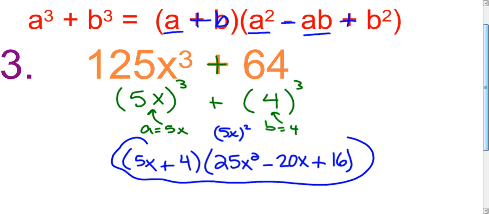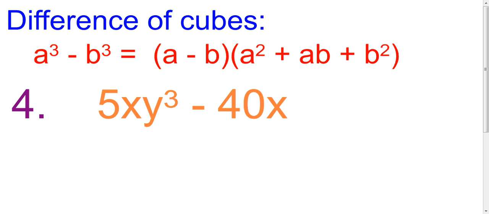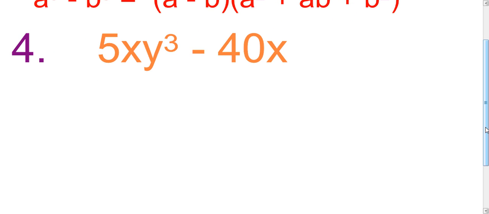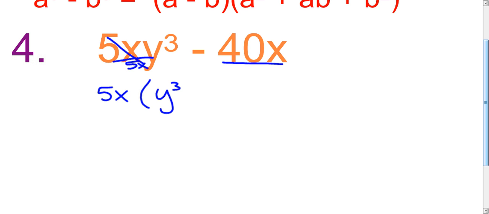And there's that one. And then the next one is just slightly different because I do have a GCF in this one. So I want to make sure that I pull that out. 5 and 40 are both divisible by 5, and I can also pull an x out of this problem. So I will have 5x that I can pull out of here. And then when I pull that out, if I divide this by 5x, I just have y cubed. If I divide this by 5x, I have 8.